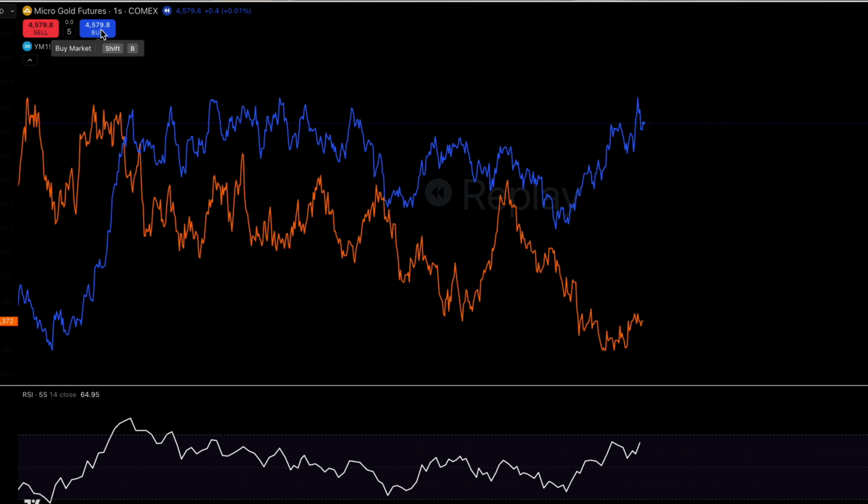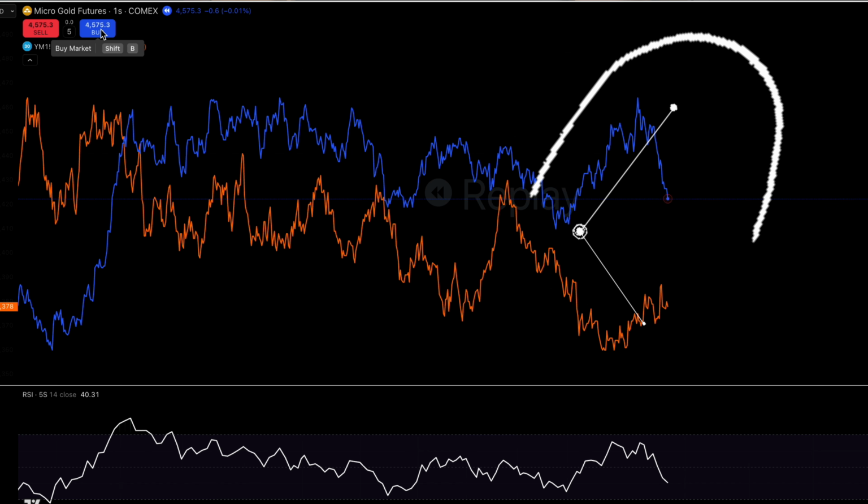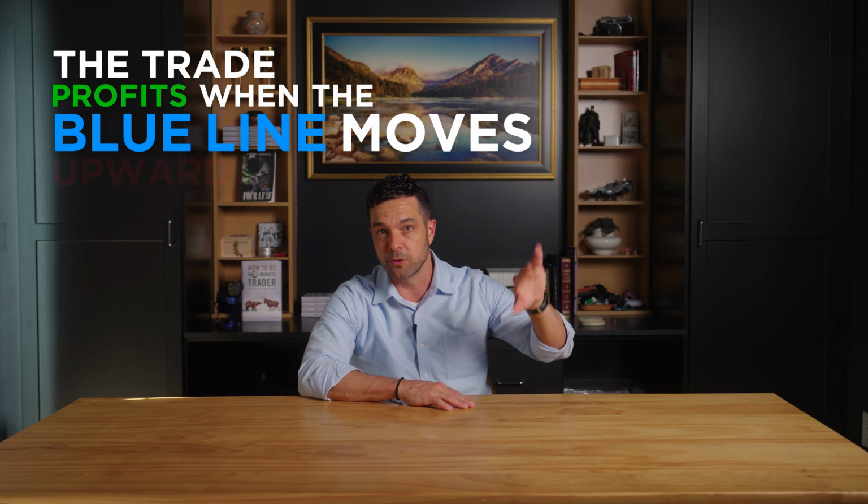Now let's walk through a real example so you can actually visualize this. Imagine you're watching the chart and you see the blue line trending upward for about 1.5 minutes while the orange line is trending downward. That's your divergence, and it tells you you're looking for a long trade, which means that the trade profits when the blue line moves upward.